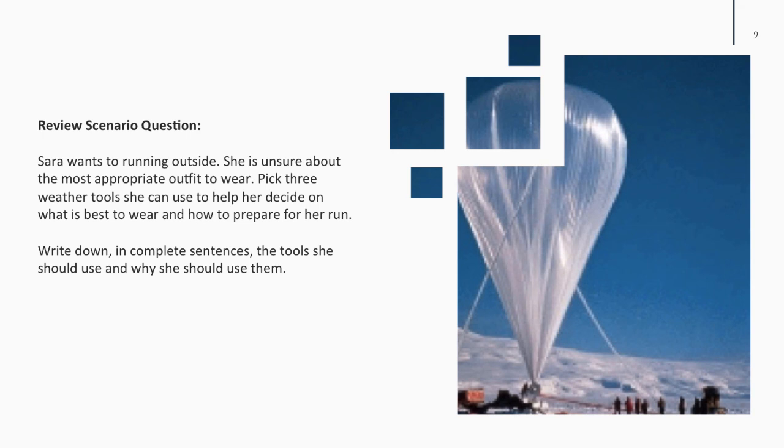For your homework, I want you to read this scenario. Sarah wants to go running outside, so she isn't sure about what the most appropriate outfit is to wear. You need to pick 3 weather tools that she can use to help her decide on what best to wear and how to prepare for her run. In a few complete sentences, you need to write down the tools she should use and why she should use them. So, why are they helpful for her? And we'll discuss your answers tomorrow after warm ups.